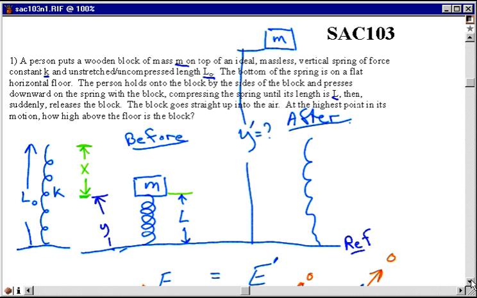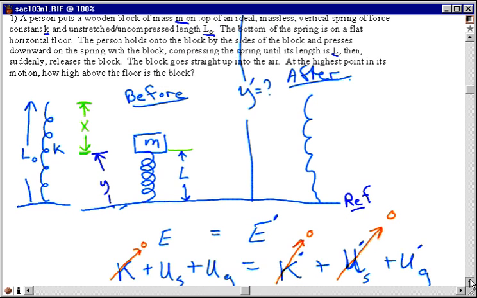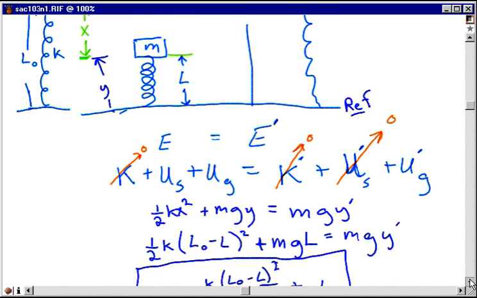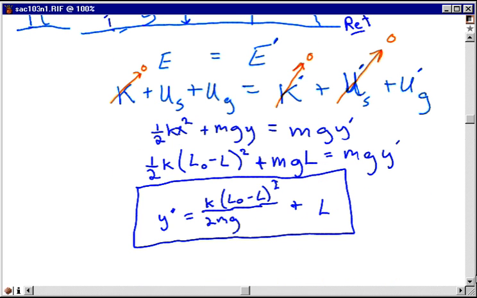But it should be recognized here that there is some interpretation of the answer. What I mean by y prime is the height that the bottom of the block is above the floor in the after picture. And this is our answer. And that wraps up SAC 103, problem number 1.